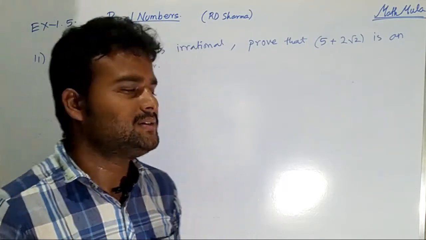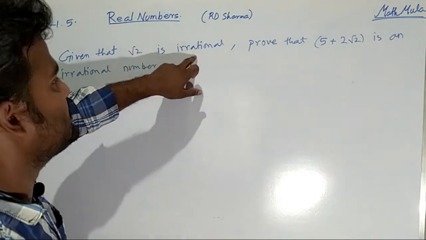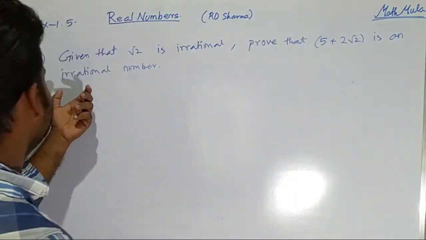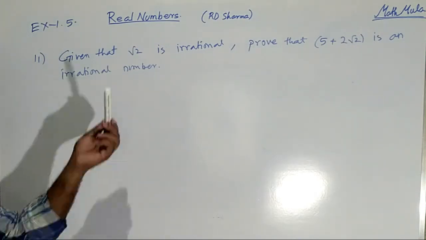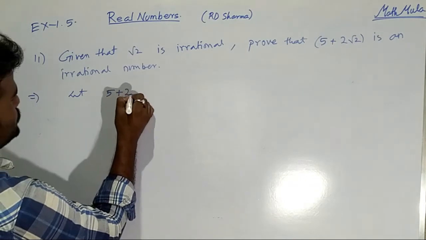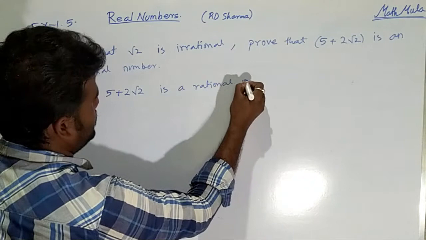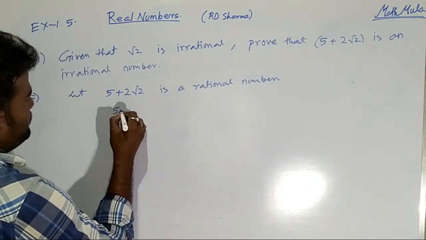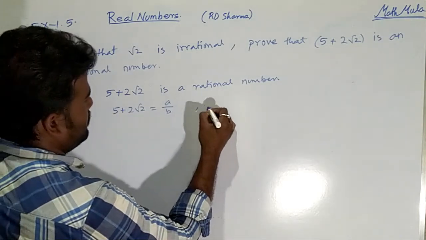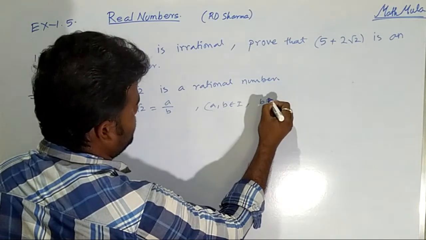Now we solve sum number 11. Given that root 2 is irrational, prove that 5 plus 2 root 2 is an irrational number. Similarly, again we prove this sum by contradiction. Let 5 plus 2 root 2 be a rational number. That means 5 plus 2 root 2 can be written in the form a by b, where a, b belong to I and b is not equal to 0.